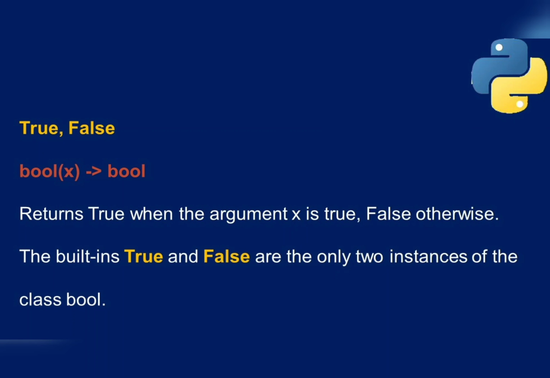The first one is True, False. Returns True when the argument x is true, False otherwise. The built-ins True and False are the only two instances of the class bool. That is, in booleans, only two values are there, True and False. If a certain event is positive, then it is True. If it is negative, then it is False.